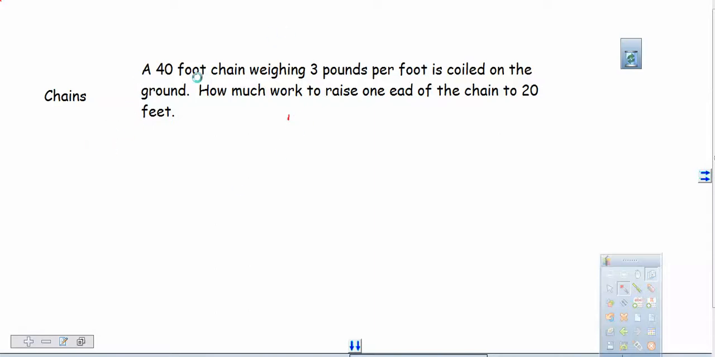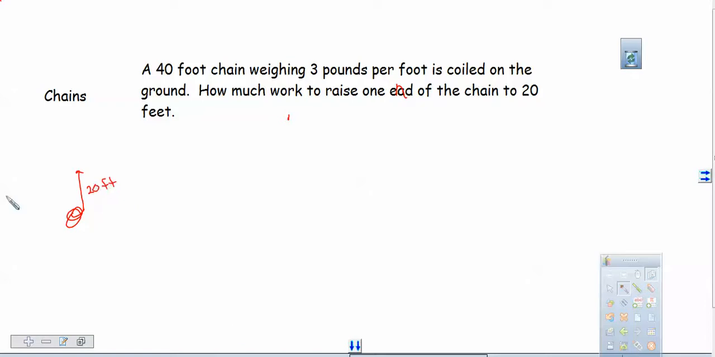So a 40-foot chain weighing 3 pounds per foot is coiled on the ground. How much work to raise one end of the chain to 20 feet? Okay, so you have this chain on the ground, and you're going to raise one end 20 feet.